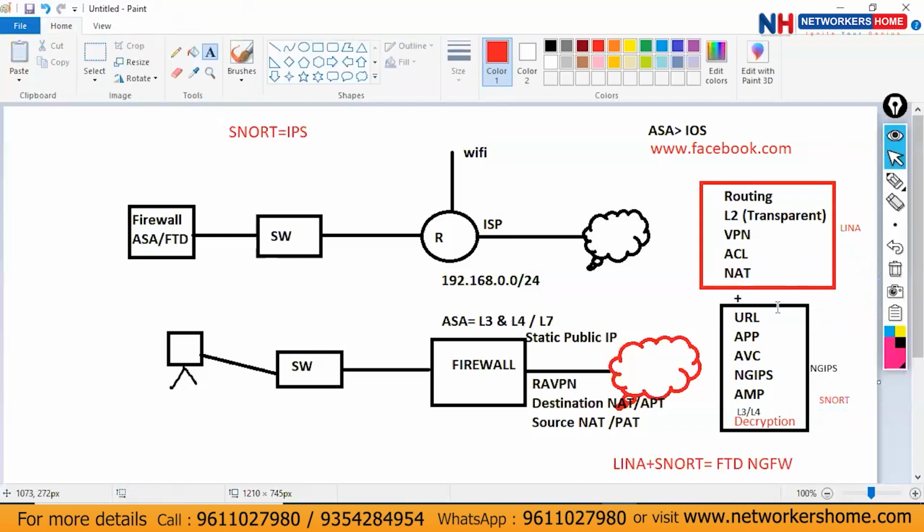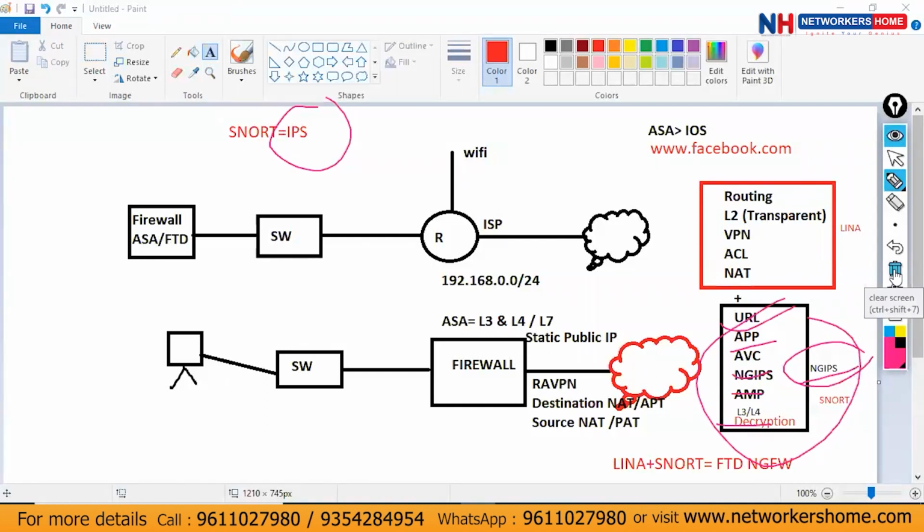So we can see even content filtering can be done with the decryption. We can filter all the contents. So when all these features get combined together, it is basically called FTD. So FTD is a part of Lina plus Snort. Now basically we are going to discuss only the Snort, which is now called NGIPS, because these features are what make the IPS an NGIPS. If anyone asks you what is NGIPS, you should tell all these reasons.